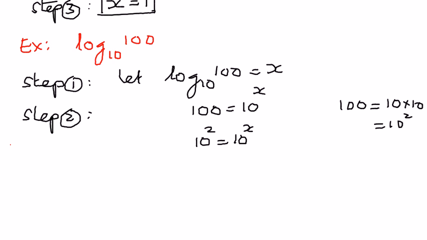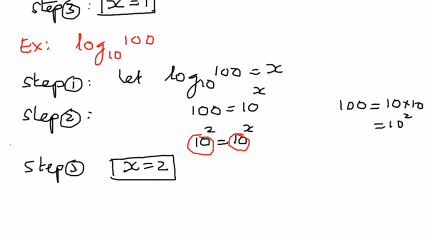As long as the base terms are the same, we can equate the powers, and therefore the value of x is equal to 2. And this is the way we want to be able to solve these logarithm examples using the properties of logarithms.